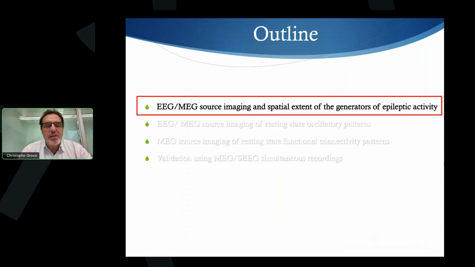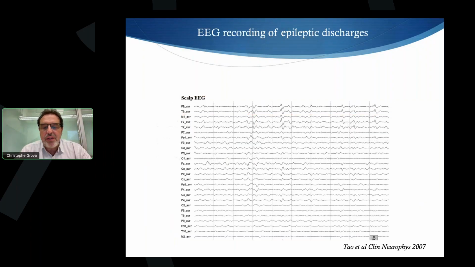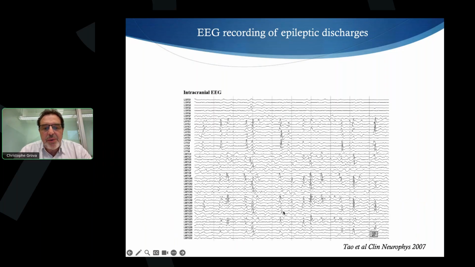First, as most of you know, and this is a very famous slide from the group of Tao, when you record an epileptic spike on the scalp EEG, it looks like that, and it involves a few channels. But these data were simultaneously recorded with intracranial EEG, and at the same time you see that, of course, lots more is going on.